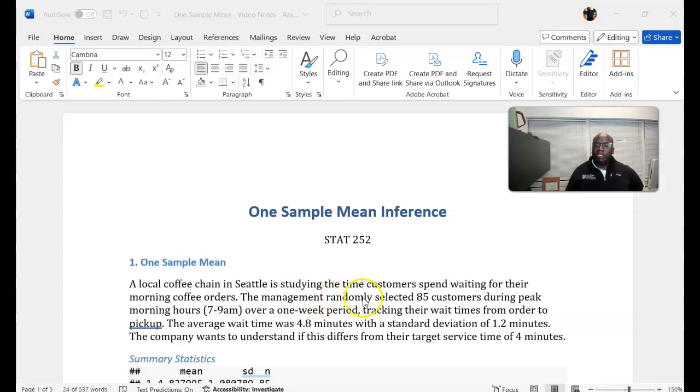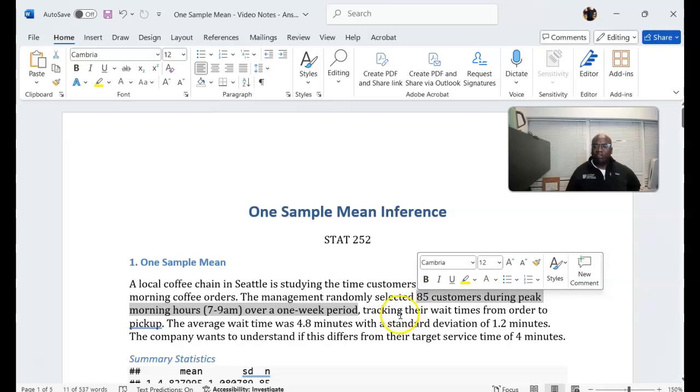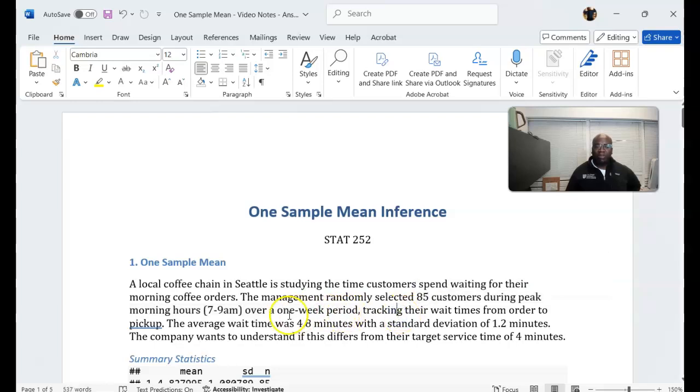The management randomly selects 85 customers during peak hours. It's kind of ambiguous, but it's 85. Our sample's 85 over a 1 week period. Okay, this little piece is a tad bit ambiguous, but we still know it's 85 individuals. It's ambiguous because it's this particular time frame over 1 week. So is it 10 the first day, 20 the next day? But that's fine. We'll keep on going.